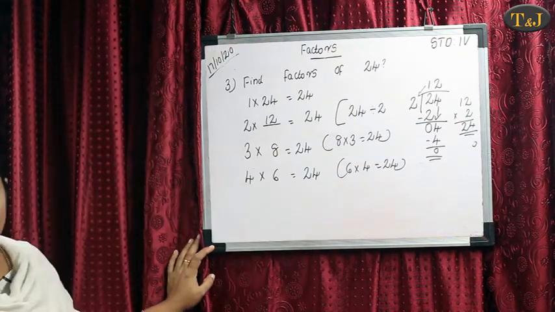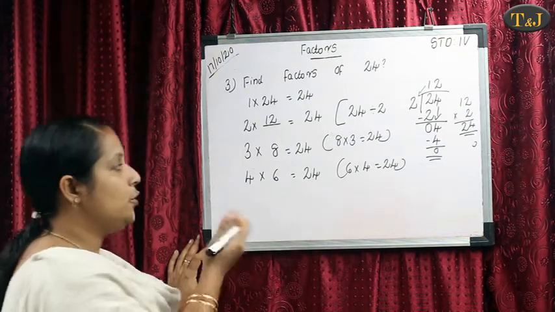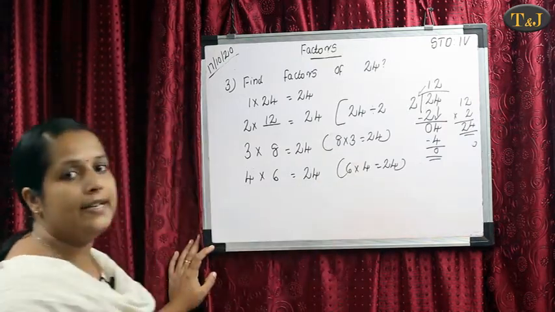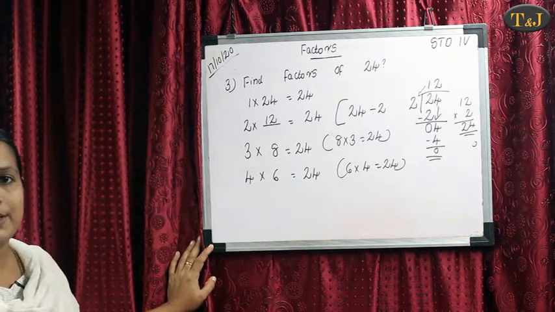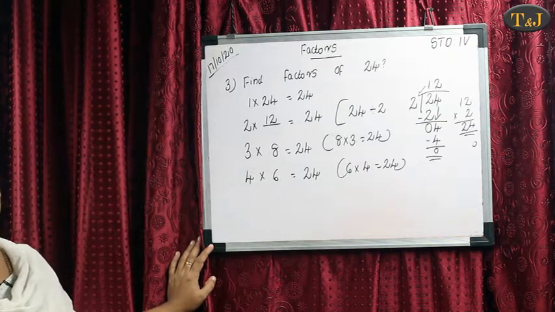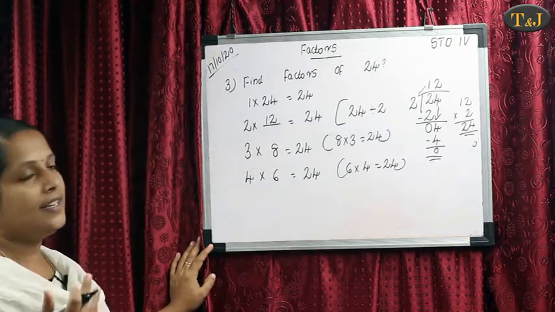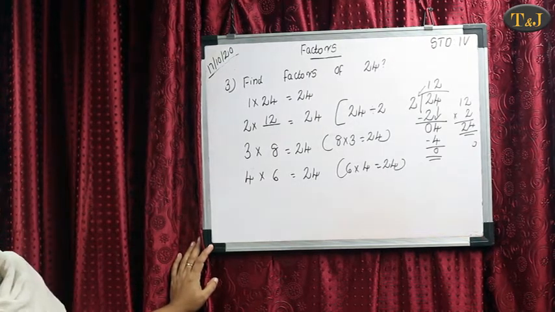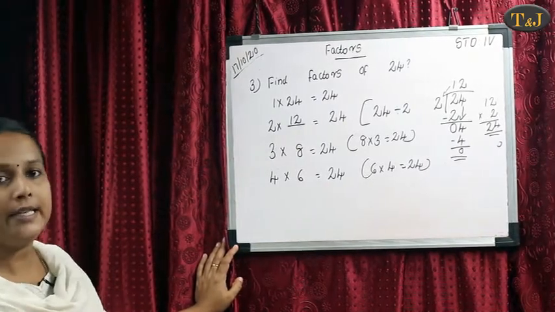Then in 7's table, is there 24? No, 7 3s are 21. Then there is no 24 in 7's table. Then 8's table we have already written: 8 3s are 24. Then in 9's table there is no 24. 9 2s are 18 and 9 3s are 27. There is no 24 in 9's table. Then 10's table: there is no 24 in 10's table because our values are 10, 20, 30, 40, etc.